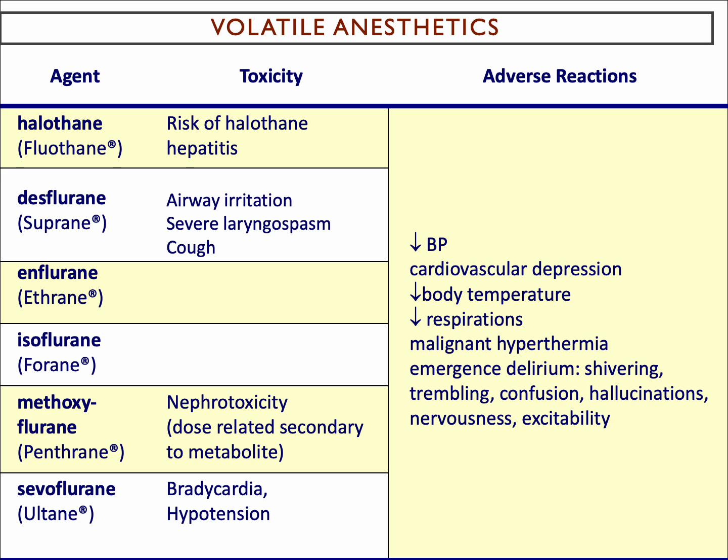Other things that might be seen with the volatile anesthetics include emergence delirium. When folks are coming out of surgery in the PACU, they may actually have a delirium kind of phase. We're more likely to see this in older patients than in younger ones. Patients may have shivering, trembling. They might have hallucinations, confusion that may look like delirium. They may also have some level of excitability or nervousness. So all of these are things you should keep your eye out for in patients who have recently undergone one of these anesthetic gases.